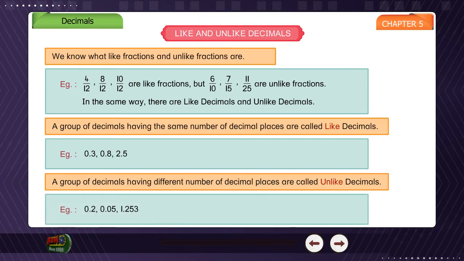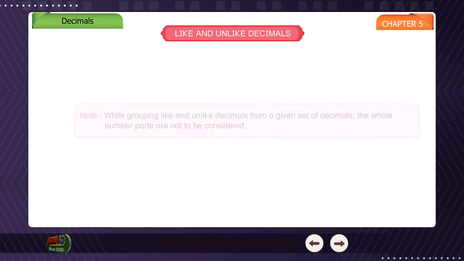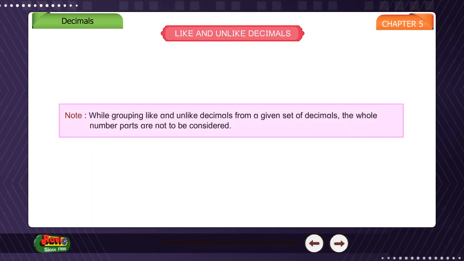Example, 0.2, 0.05, 1.253. Note, while grouping like and unlike decimals from a given set of decimals, the whole number parts are not to be considered.